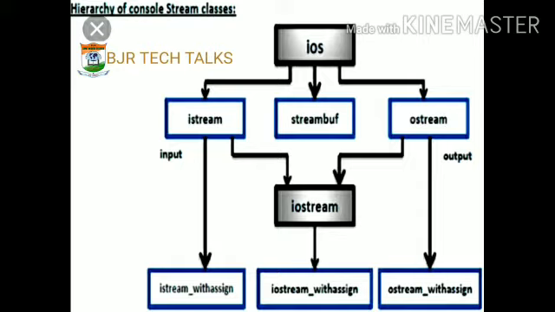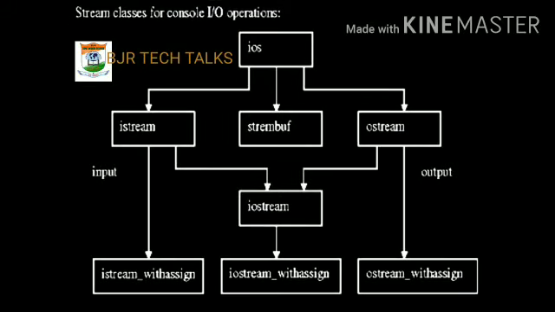Stream buffer. Stream buffer is also a derived class of ios, but it is a temporary memory block that is used to provide transformation of data between device and program. iostream is a child class of istream and ostream. It can be used for both input-output functions.